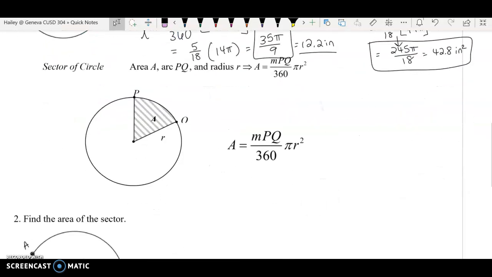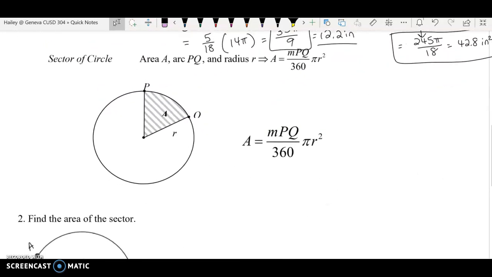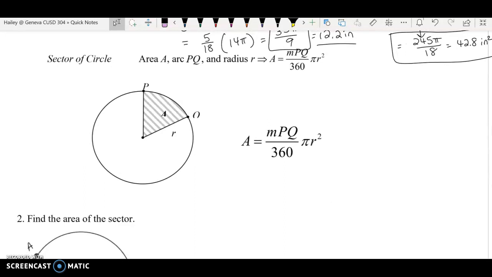All right, so this part right here just shows you that same formula that I was just showing you. Area of the sector, which is A, equals your central angle. Now remember, this central angle is actually the same thing as this measure. So they just wrote it as the measure of the arc instead of the central angle. Same thing though, times pi r squared.